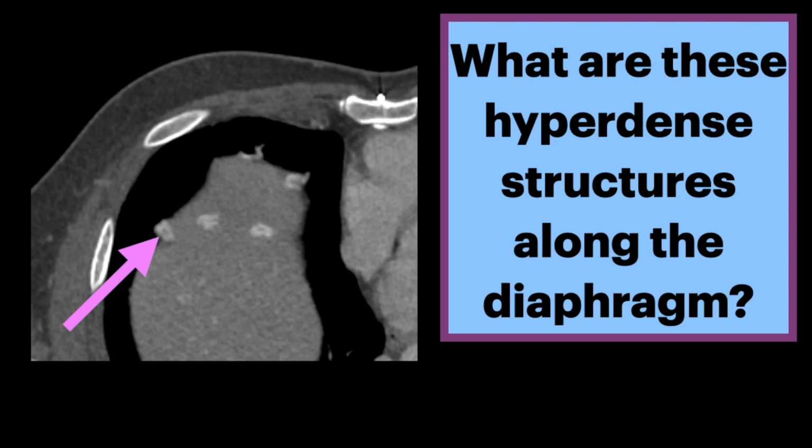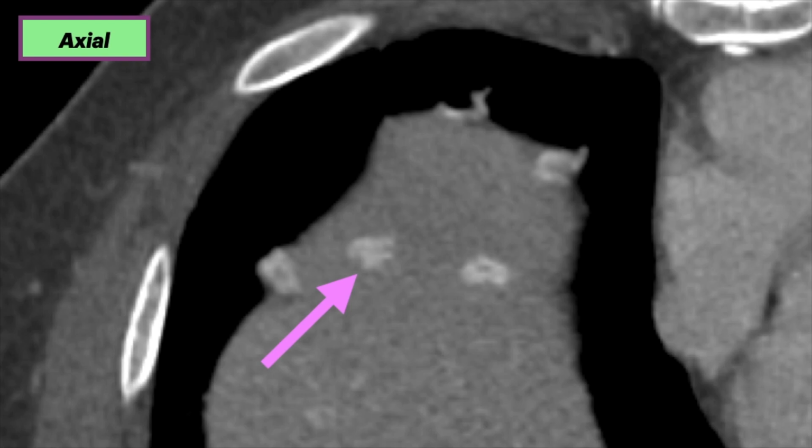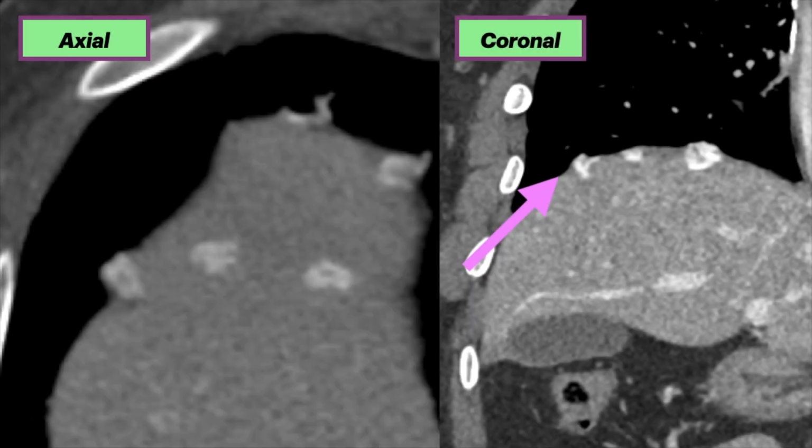What are these hyperdense structures along the diaphragm? This axial CT shows multiple hyperdense structures along the right anterior hemidiaphragm centered around the anterior to mid aspect. Here's the view on coronal CT, again showing how they are centered in a geographic area.